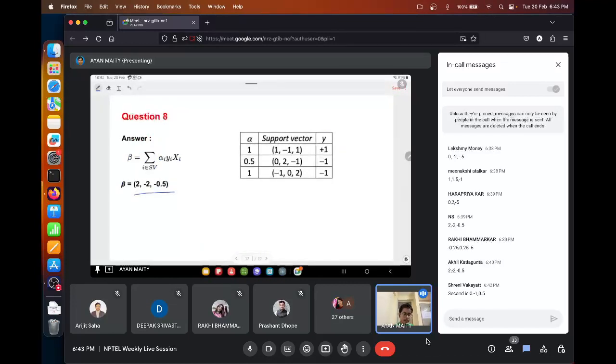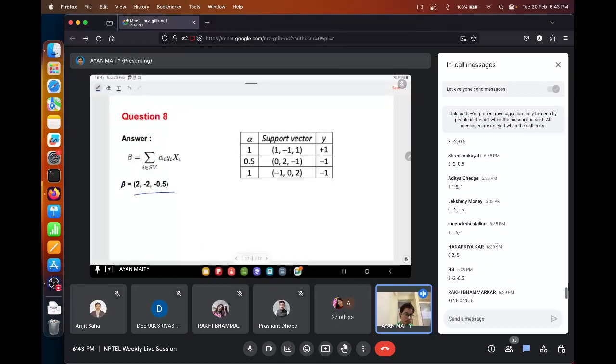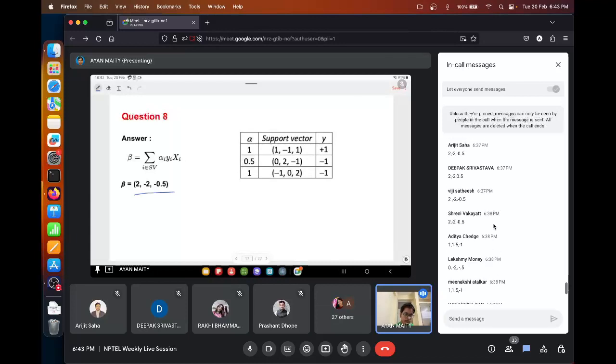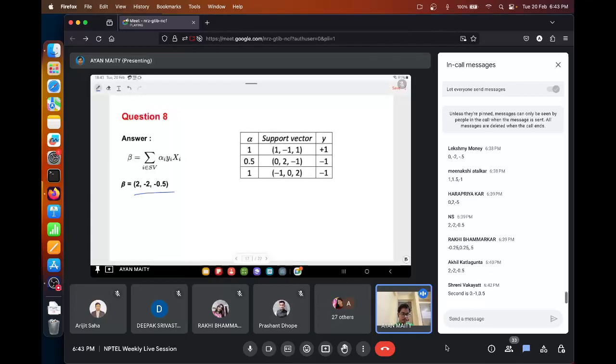Many of you have written the correct answer in the chat. Yeah, many of you have written 2, minus 2, minus 0.5. So basically you have to multiply alpha i, the support vector point xi and yi, and then sum over all the three support vector points. That will give you this three-dimensional coefficient beta.